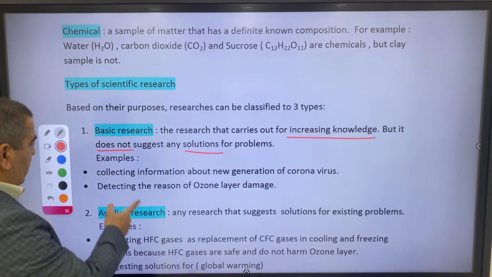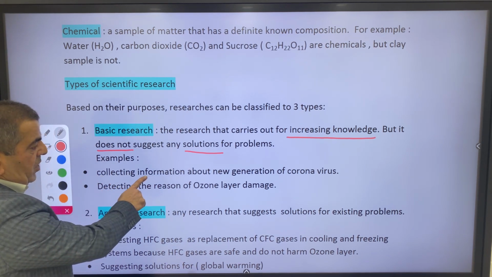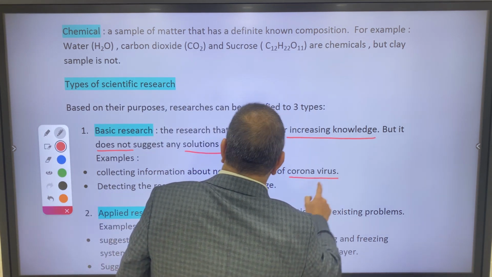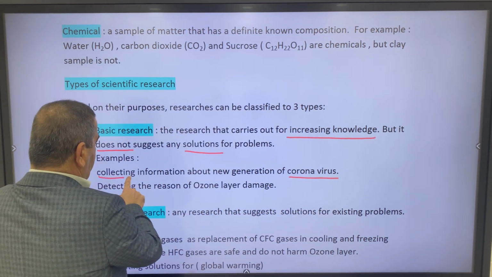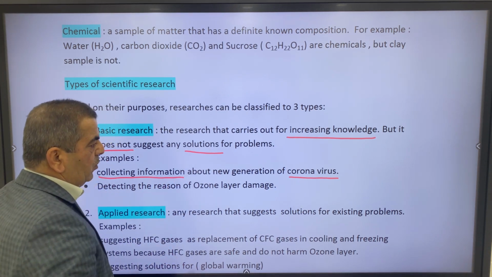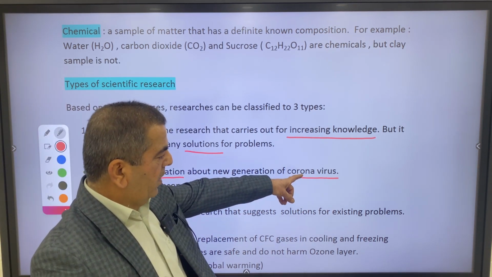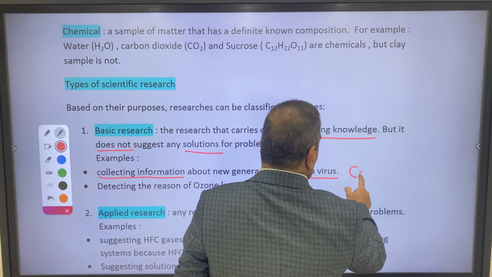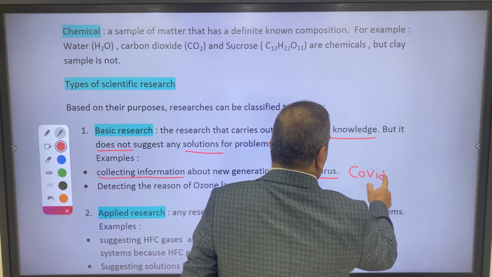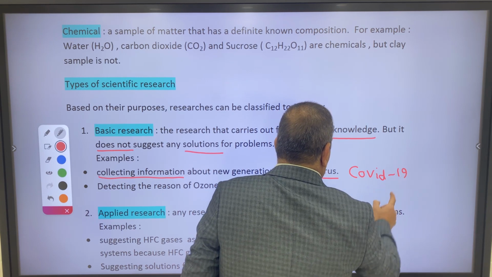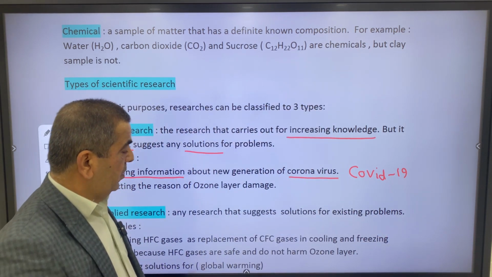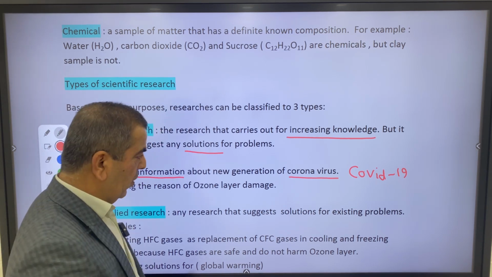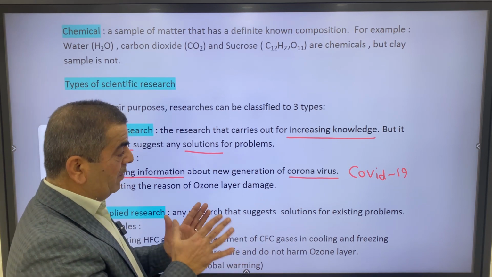So let's see the examples. We have first one, collecting information about a new generation of coronavirus. It is only collecting information, collecting data. About what? A new coronavirus. So let's say it is COVID-19. In this research, the researcher did not suggest a treatment for this virus, did not suggest a vaccine. He only collected what? Information. So he's in the beginning.